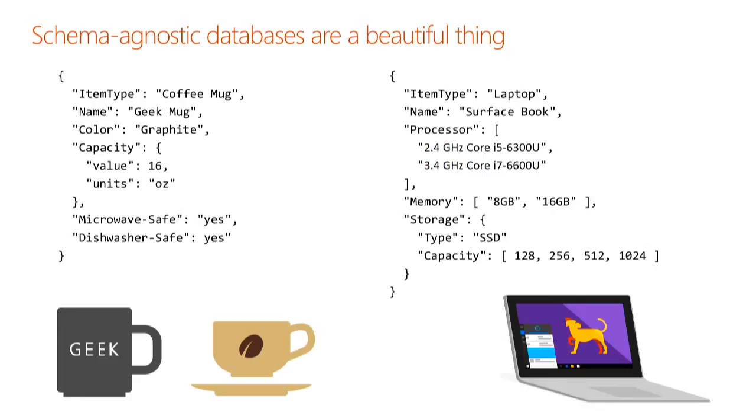JSON especially, I think, is beautiful because it's self-describing. Every time you write a record, you're not just posting the values. You're also posting what these are. Like, is this storage? Is this memory? I can add and subtract attributes to a record.